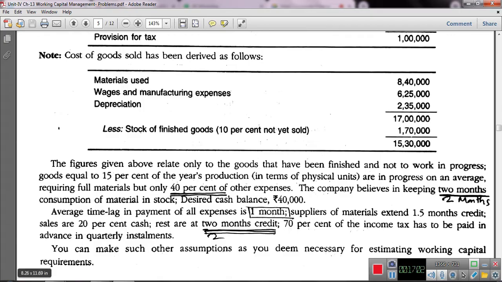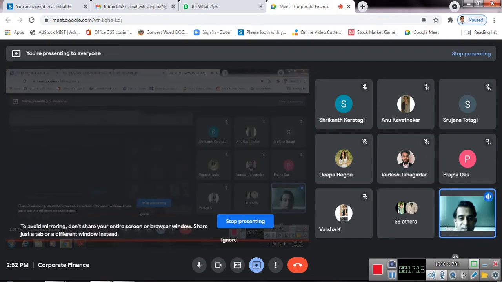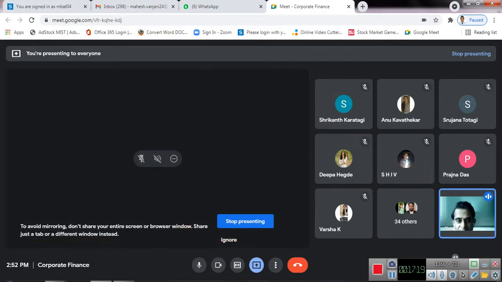Sales are 20% cash. So whatever sales have happened, 20% are cash, which means 80% are on credit basis. So while calculating debtors, you have to consider only 80%.